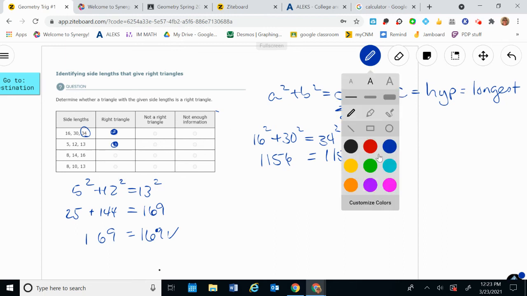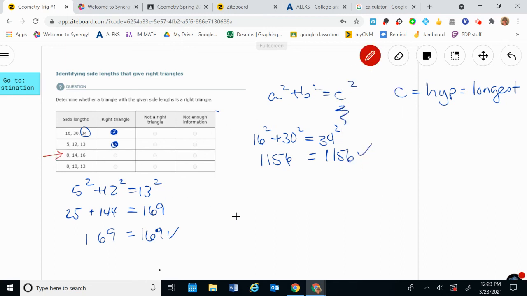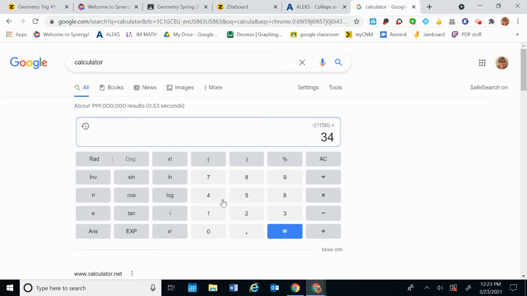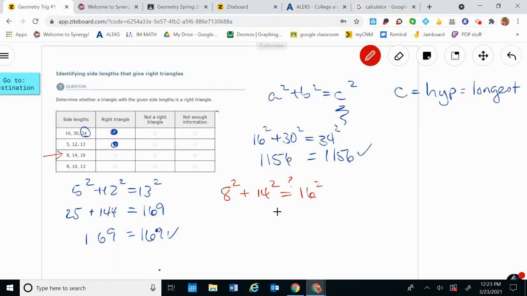Okay, I'm going to switch colors on you and go to this one, 8, 14, 16. So is 8 squared plus 14 squared equal to 16 squared? Let's try it. 8 squared plus 14 squared equals 260. Take the square root. If it's 16, we're good. Nope, it's 16.12. That's not what we wanted. So this is not a right triangle.